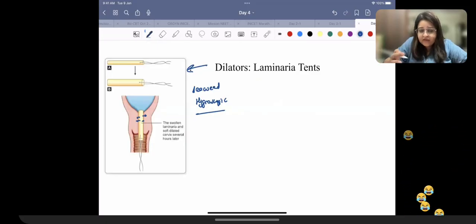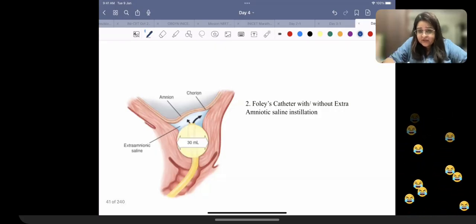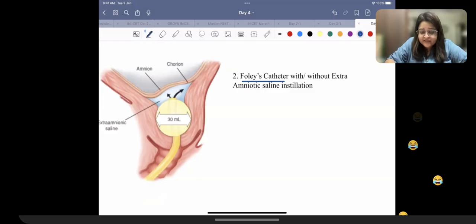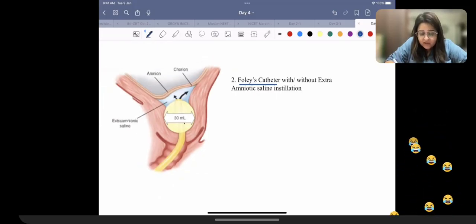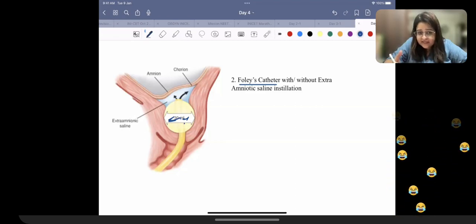But Indians are not far behind. We are very jugaru. What do we use in place of this? We use a Foley's catheter. Insert the Foley's catheter into the cervix and inflate the bulb with 15 to 30 ml of saline, and that will open up the cervix.